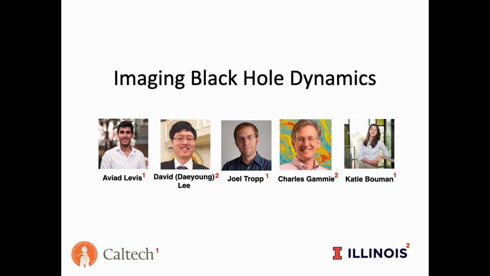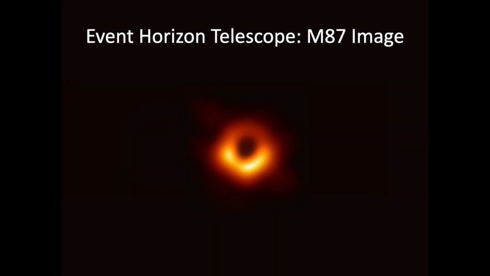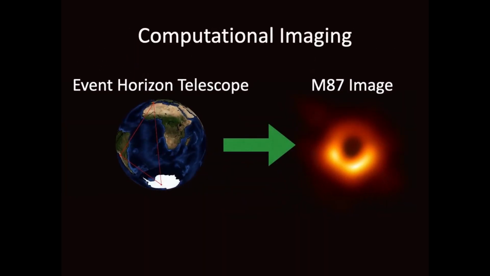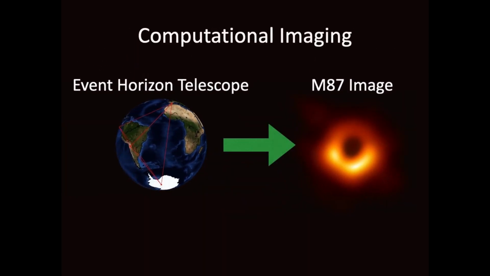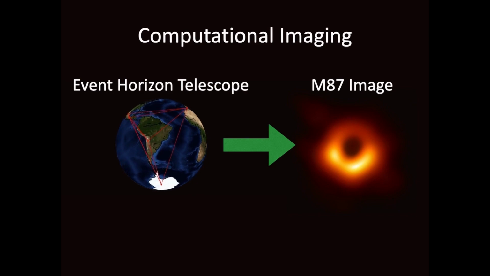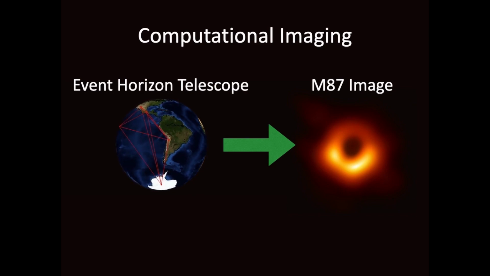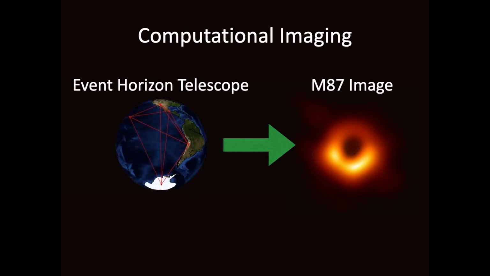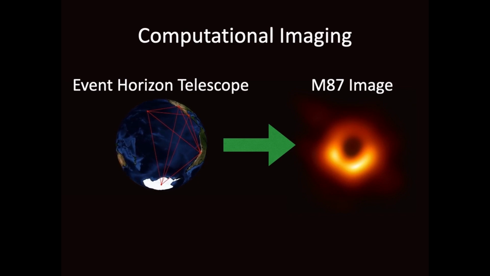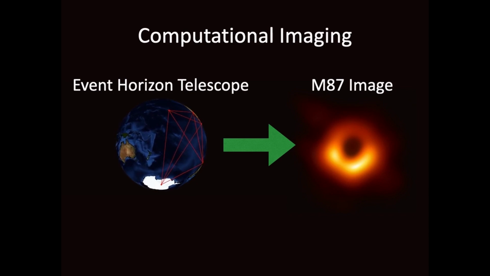Imaging black hole dynamics by Aviad Levis, David Lee, Joel Tropp, Charles Gammie, and Katie Bouman. In 2019, the Event Horizon Telescope collaboration produced the first ever black hole image. This image was computationally constructed from measurements of synchronized telescopes collected over the course of an entire night. Key to this result is the underlying assumption that M87 is static during acquisition.